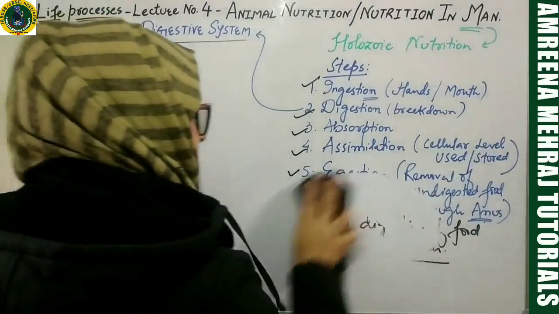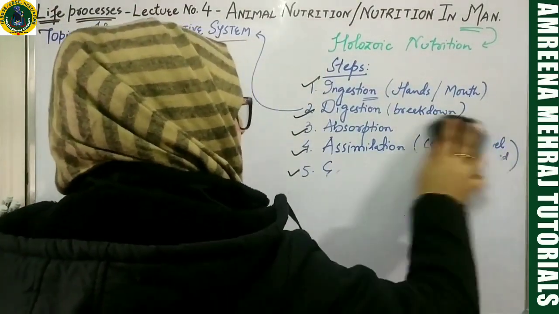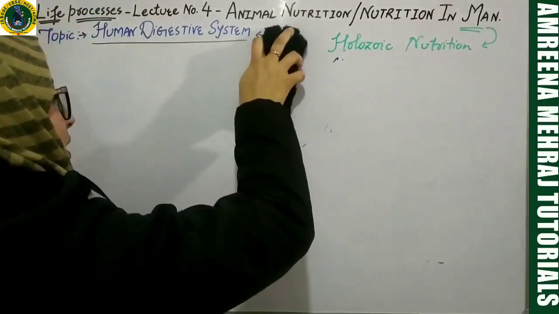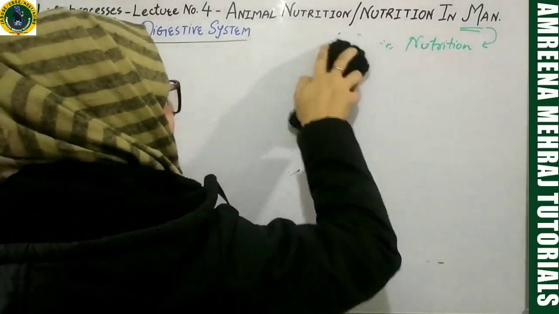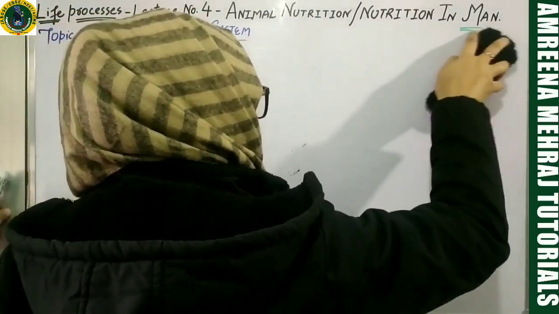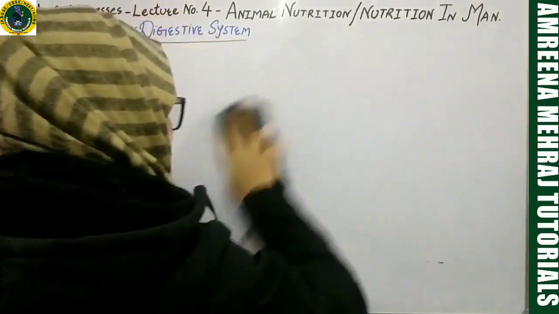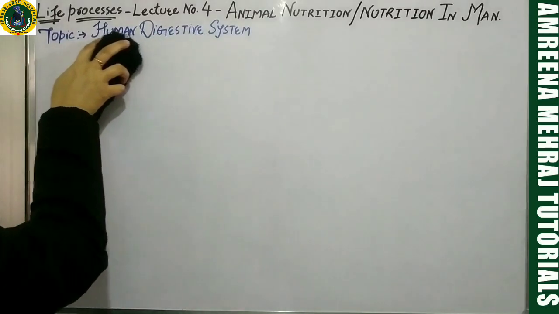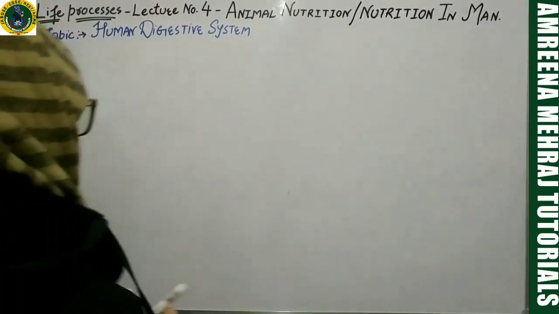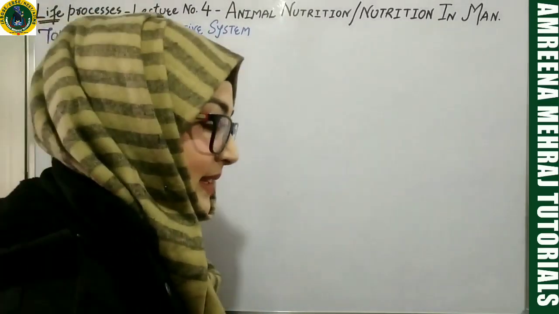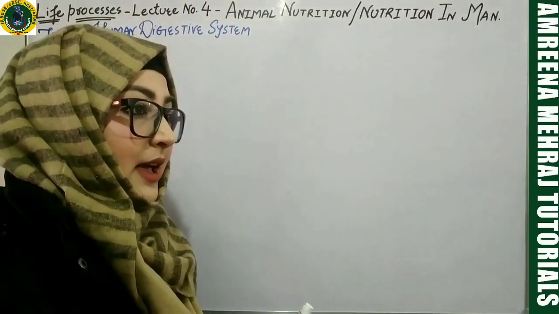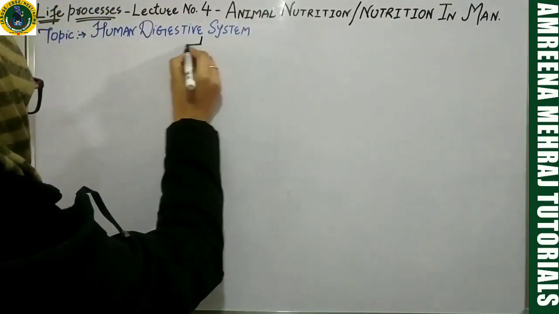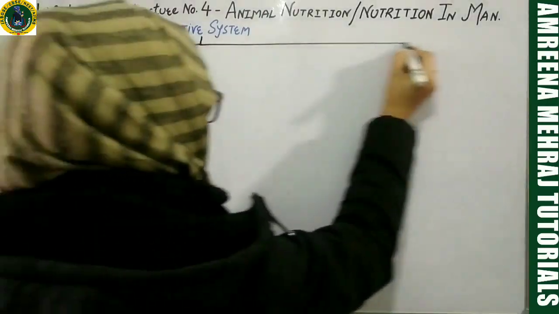So if I ask you what is there in the human digestive system, what will be your answer? If anybody wants to try. Absolutely correct. If anybody asks you what the human digestive system is, you have to say that it is made up of two parts. It has two components. I'll write down those components over here.